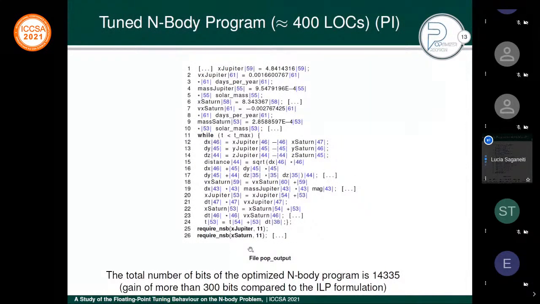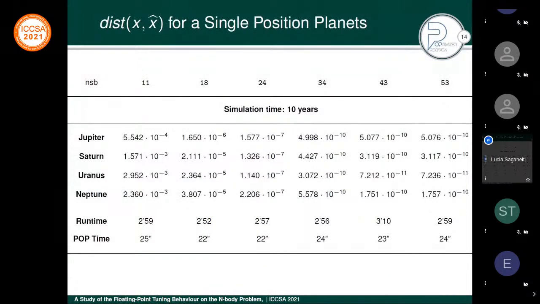In total, here we show the tuned n-body program with the policy iteration technique. We found that the total number of bits of the optimized n-body program is more than 4,000 bits, and we have gained more than 300 bits with the policy iteration technique compared to the ILP formulation with the pessimistic carry bit propagation. So let's move to the experimentation.